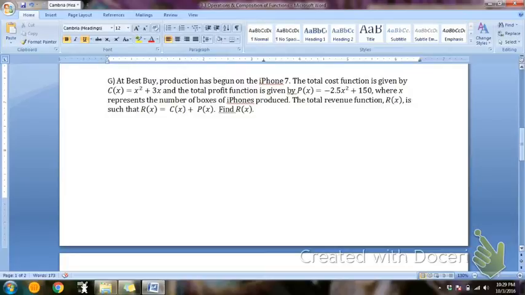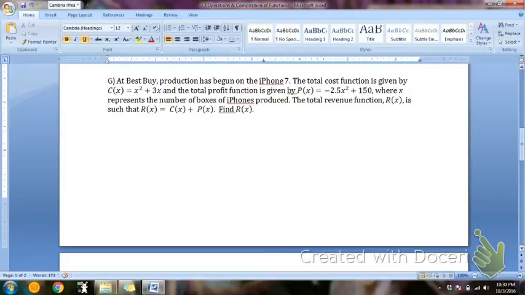This would be a time when you would say, when are we ever going to use this in real life? Well, here it is. At Best Buy, that should actually probably say Apple. At Apple, production has begun on the iPhone 7. Clearly this story problem has been dated since the iPhone 7 is already out, but anyway. So production has begun on the iPhone 7. The total cost function is given by c of x equals x squared plus 3x, and the total profit function is given by p of x equals negative 2.5x squared plus 150. X represents the number of boxes of iPhones produced. The total revenue function R of x is such that R of x equals C of x plus P of x. Find R of x.